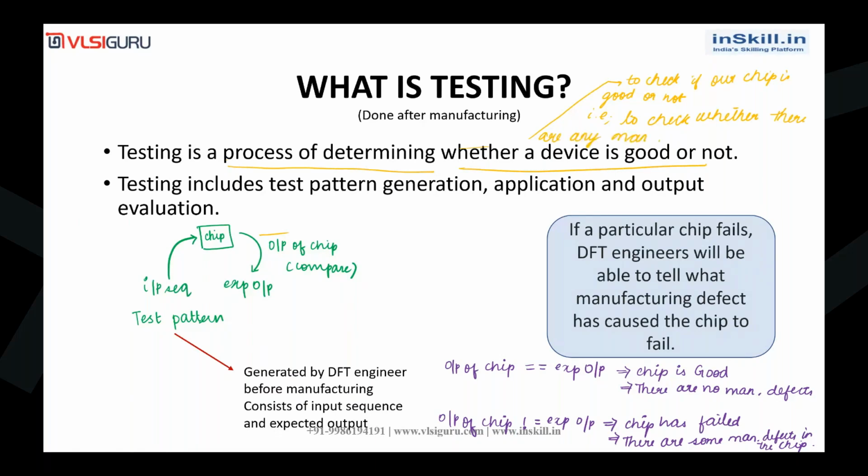Manufacturing defects or not. Okay, so testing is a process of determining whether a device is good or not. Which means it is actually to check if our chip is good or not. That is to check whether there are any manufacturing defects or not.